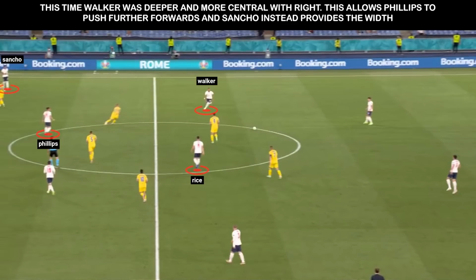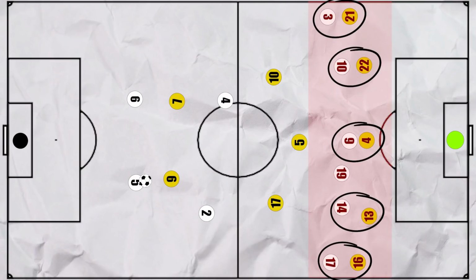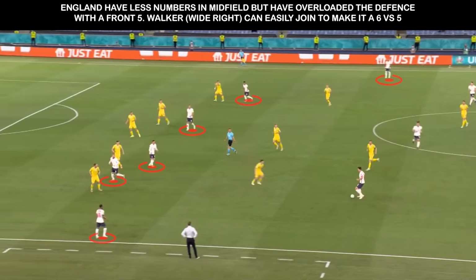And the goal of this was similar. With 3 centre-backs and 3 central midfielders, Ukraine made it difficult to move through the centre. So, instead, England would look to overload the backline by creating either a 6 versus 5 high up or at worst a 5 versus 5.